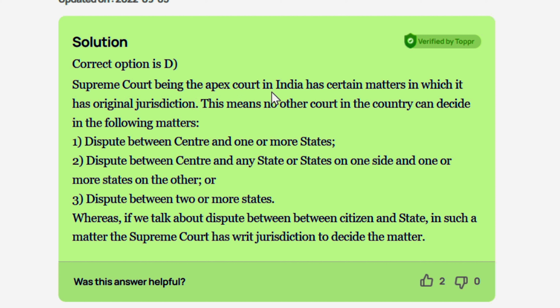The Supreme Court, being the apex court in India, has certain matters in which it has original jurisdiction. This means no other court in the country can decide the following matters: 1. Dispute between the Centre and one or more states. 2. Dispute between a state or states on one side and one or more states on the other. 3. Dispute between two or more states.